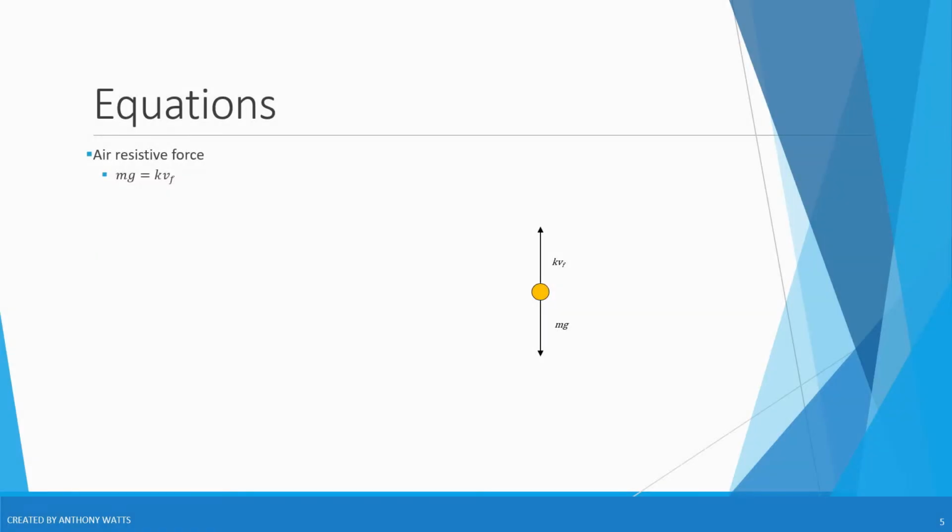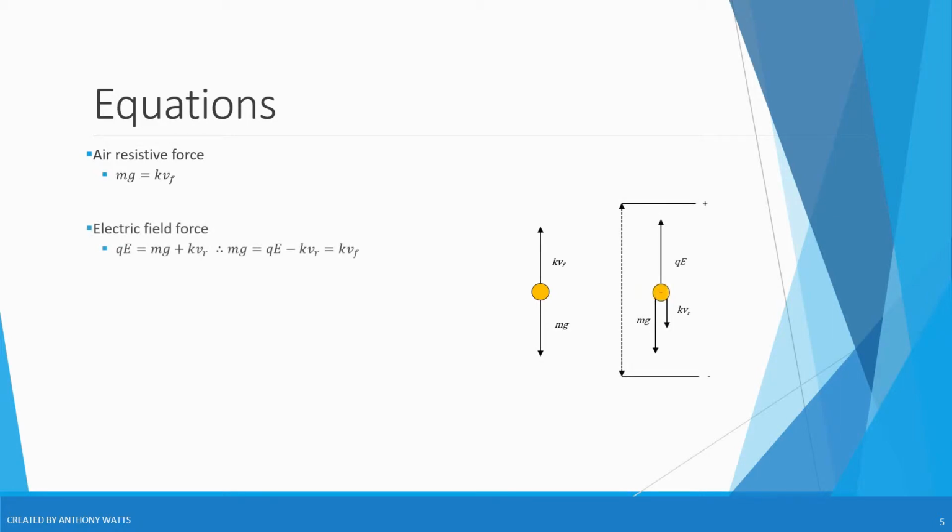When the droplet is at terminal velocity, the air resistive force is used. This states that the gravitational force is equal to the falling velocity times the friction coefficient. When introducing an electric field to raise the droplet, the following equation is used. This is also shown in the figure and can be used with the air resistive force to rearrange to calculate the charge. This is shown in the combined equation.